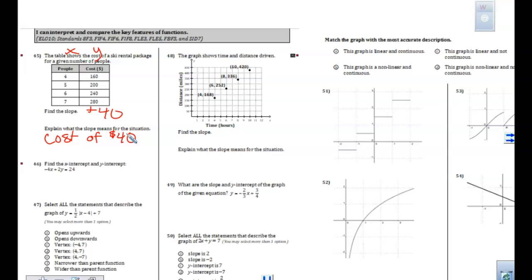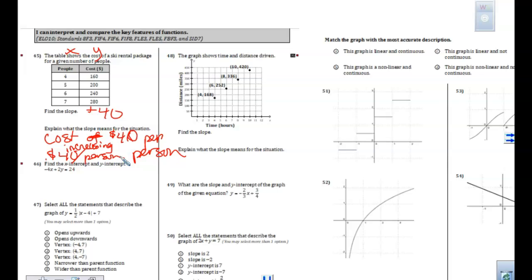Per person, right? So maybe some people might say the cost is increasing by $40. You could use a slash, or you could say that $40 per person. You could have said something like this, $40 per person this way. I don't care which way you write it, right? So just so I'm understanding that you know you're talking about the variables, okay?